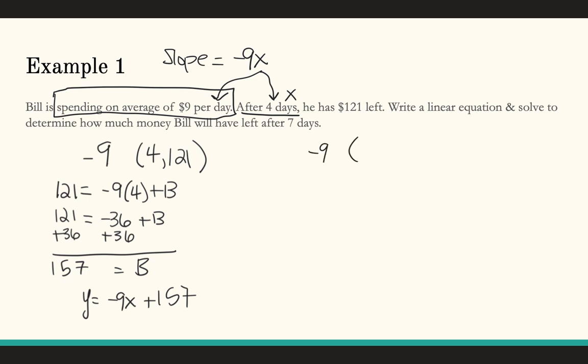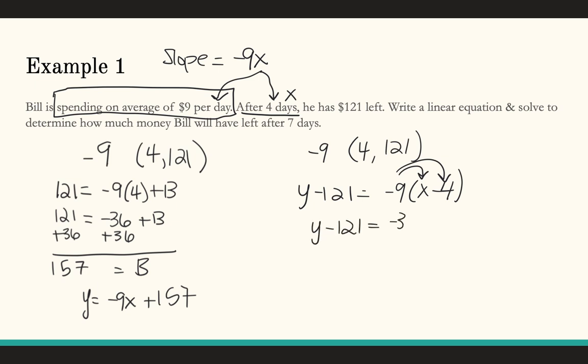Here's how you would do the problem if you were using point slope form. We know that -9 is our slope, and our point is 121. So you would plug it in, then do the distributive property. Oops, that would be -9x. Sorry, my apologies here. -9x plus 36. Then we add 121 to both sides, and you're done. You should notice that our equations match. And that's a good thing. You can use either way to do this.